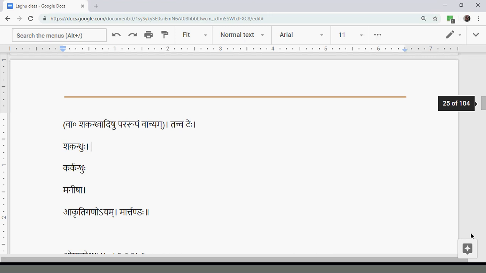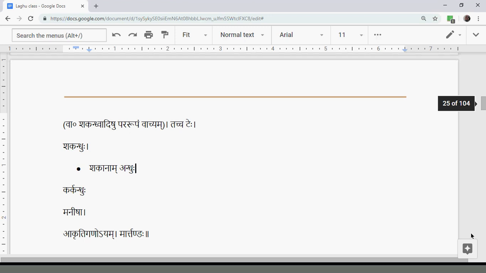Okay, I'll not get into more technicalities. So Shakandu. What is Shakandu? Shakandu is Shakanam Andhu. Shakanam is a Desha Visheshanam, and Andhu is Kupaha, a well.